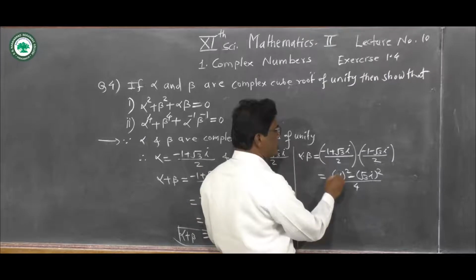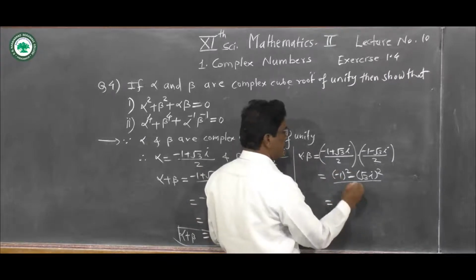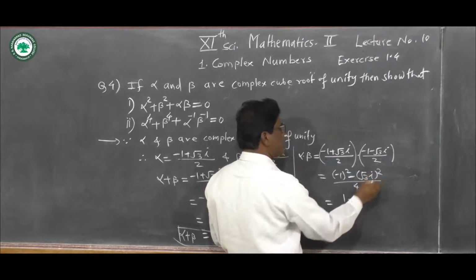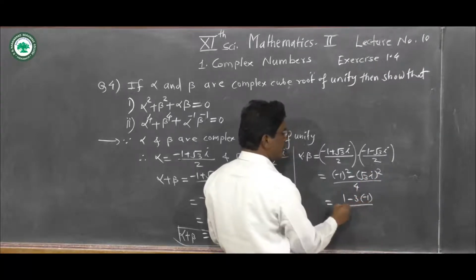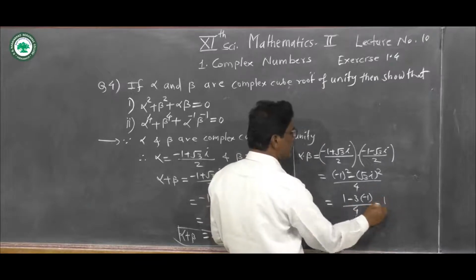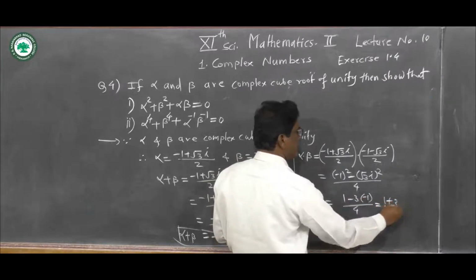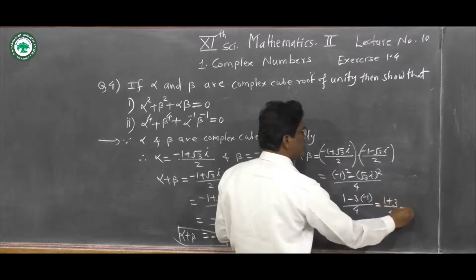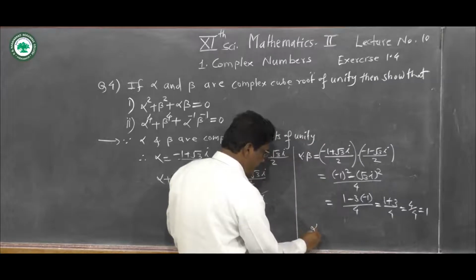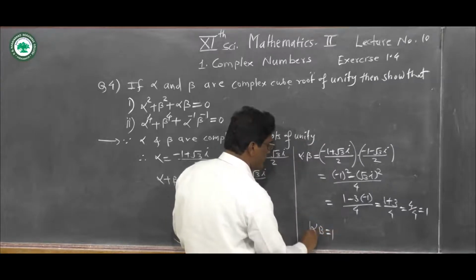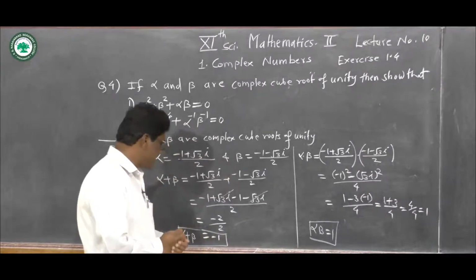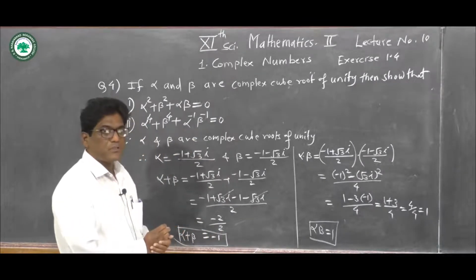So it is equal to minus 1 square is 1, minus root 3 square, that is 3, and i square is minus 1, divided by 4. So we get 1 plus 3 divided by 4. So 1 plus 3 is 4, 4 divided by 4 is equal to 1. Means here we get alpha into beta is equal to 1. We get alpha into beta as 1 and alpha plus beta is equal to minus 1.